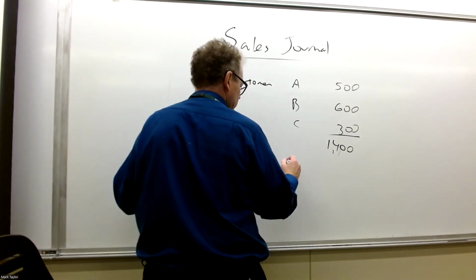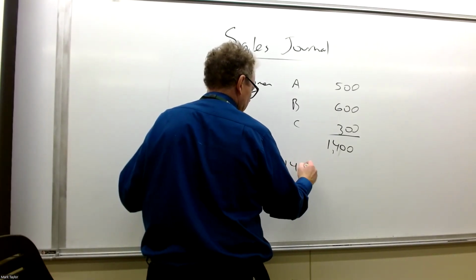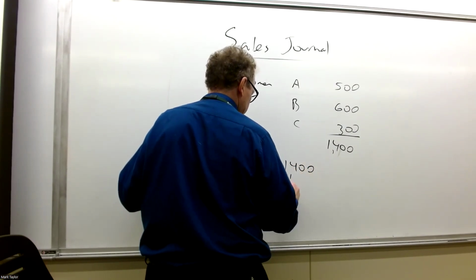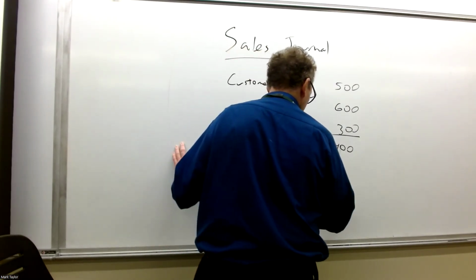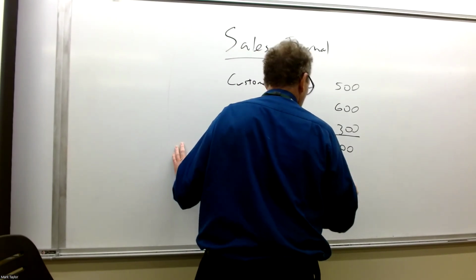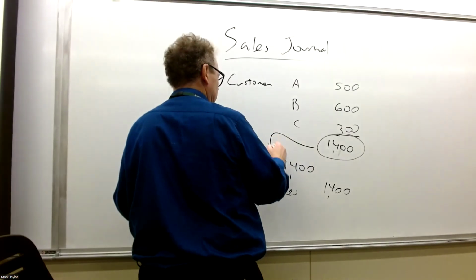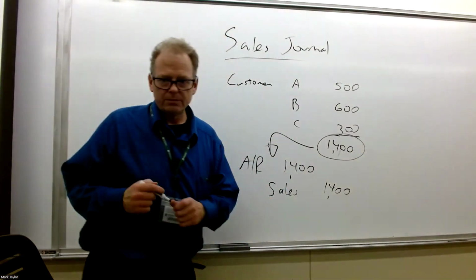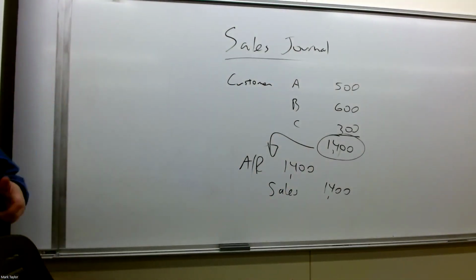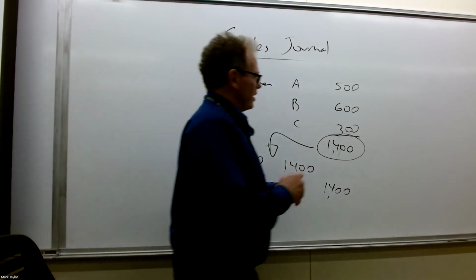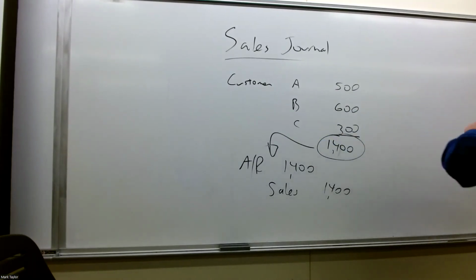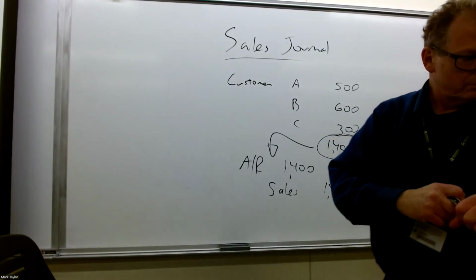Accounts receivable, 1,400. Our accounts receivable is going up, and our sales are going up by 1,400. So it would come from the sales journal. All of them are going to have the same journal entry, so it would look like this. Okay, so you go, well, that makes sense. Well, there's another thing that happens, though.